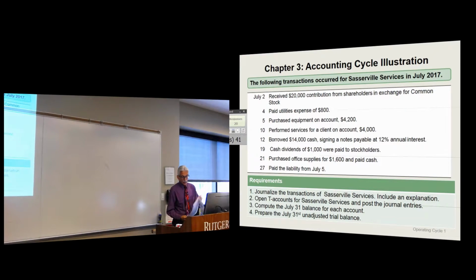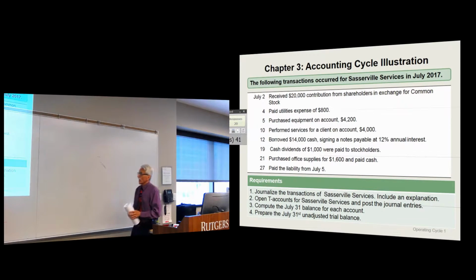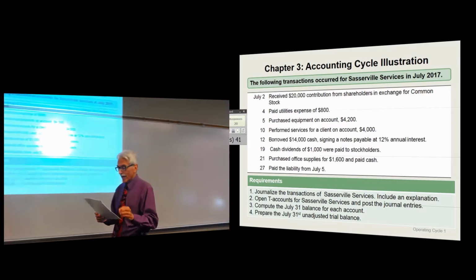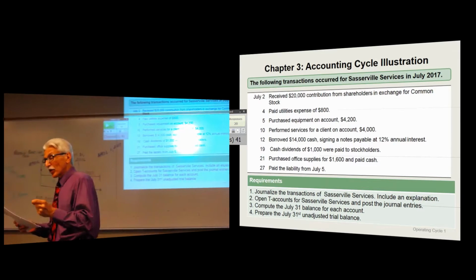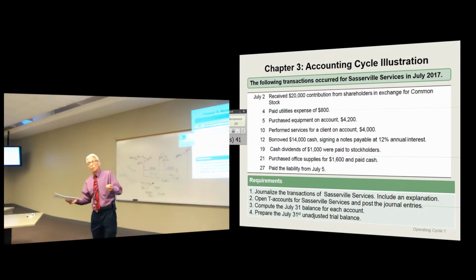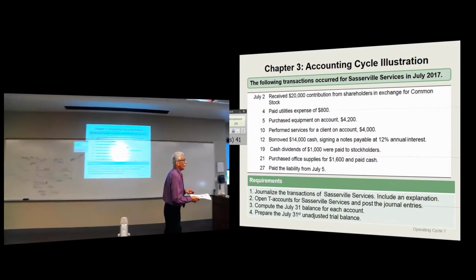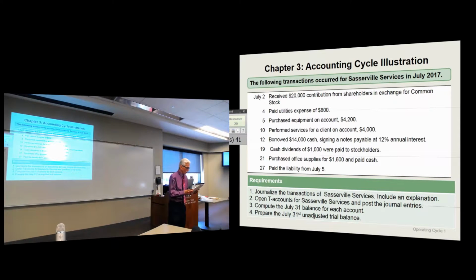So let's start with the first step, and that is to list the transactions. And I'll put the transactions up on the screen as well. So what we've done is, once again, we started our business. You got $20,000 from stockholders. You paid expenses very similar to what we did this morning. You purchased equipment on account. That might be a very minor piece of equipment, like maybe a computer with a printer and a fax machine. That's going to go into accounts payable. Then we borrowed money, signing a note at 12% interest. Cash dividends were paid. We purchased office supplies, and we paid off the entire liability from July 5th.